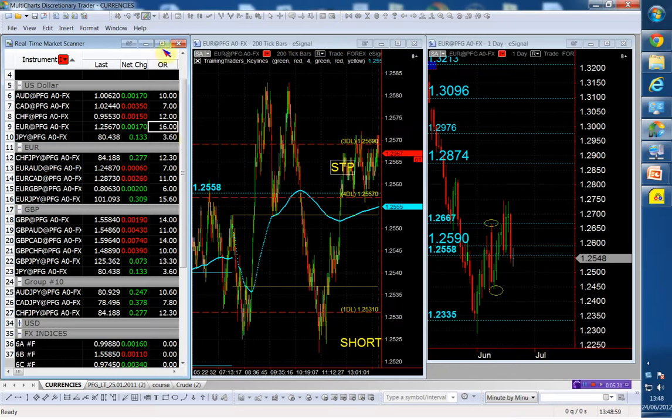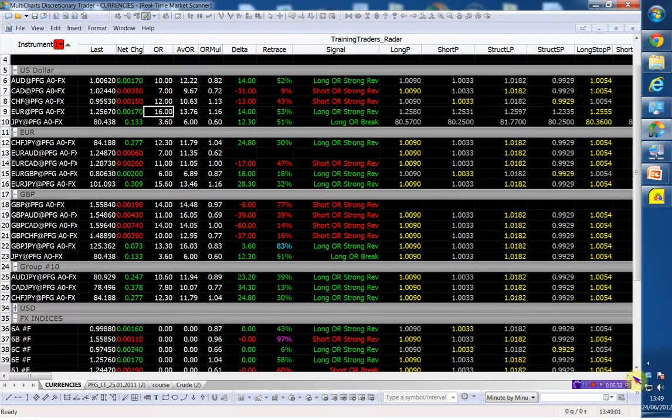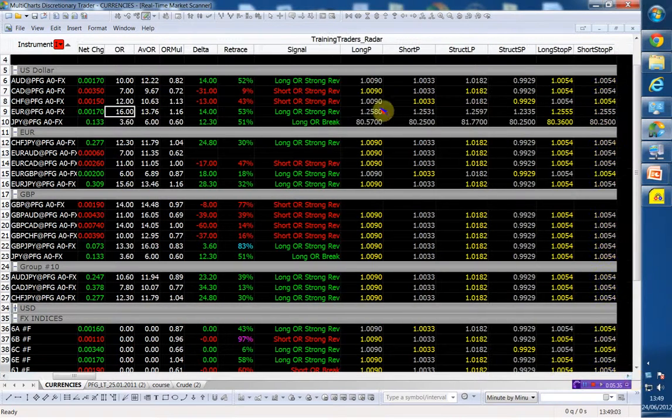Okay, that is the euro dollar, and as you can see it on your radar screen. Let me save that and save the recording.